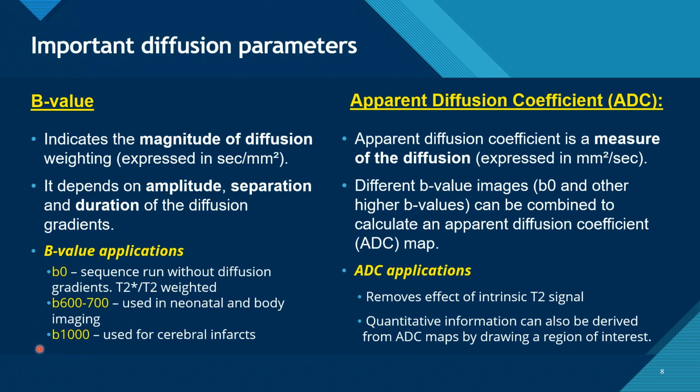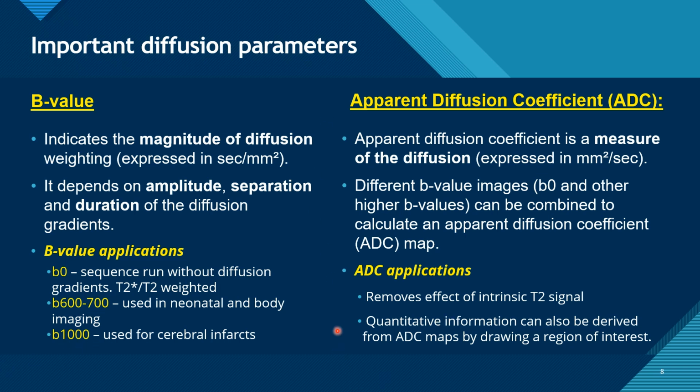So when do we use a high B value, such as a B1000? We use a B1000 in areas with highly organized tissues, such as the brain. So a B1000 value will be used for evaluation of cerebral infarcts. So B value is the magnitude of diffusion weighting and varies according to the application. In all cases, we give a B0, and depending on the area of the body we want to visualize, we give either intermediate B600 to 700 or B1000.